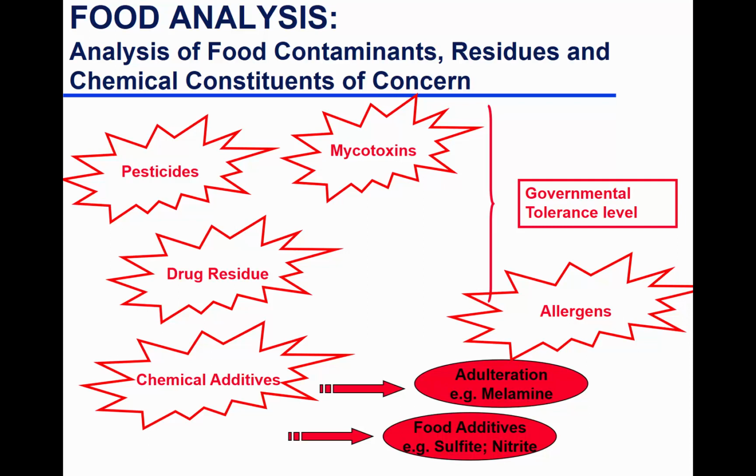And for these, there have been governmental tolerance levels. So the FDA and USDA have developed tolerance levels above which there could be health hazards. These have been established through experimentation with animal models to determine the level above which the food should be rejected.